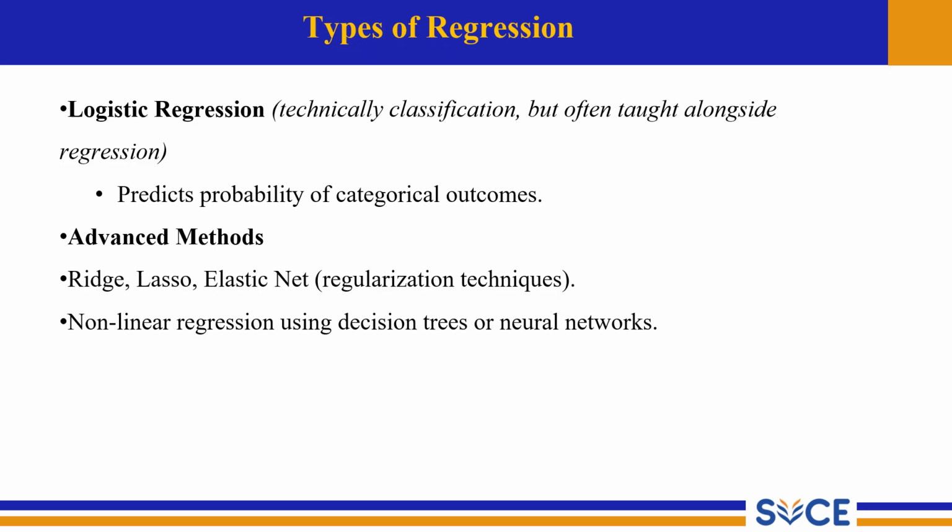We also have nonlinear regression methods, which are useful when relationships can't be captured with straight or curved equations. Models such as decision trees or neural networks can learn complex nonlinear patterns by splitting data or using layered transformations. These models are powerful when dealing with real world problems where patterns are rarely purely linear. Overall, these advanced methods help us handle complex data, reduce overfitting, and improve prediction accuracy in a wide range of applications.